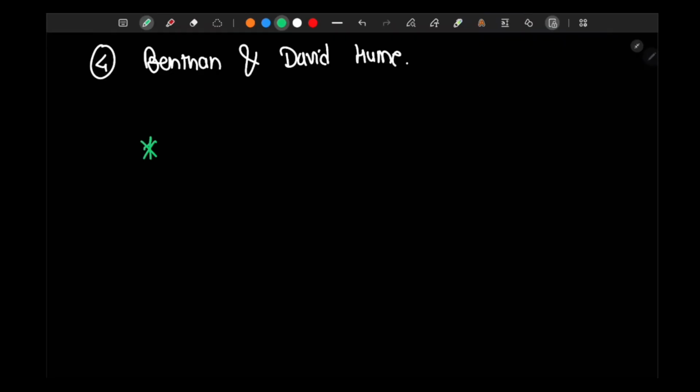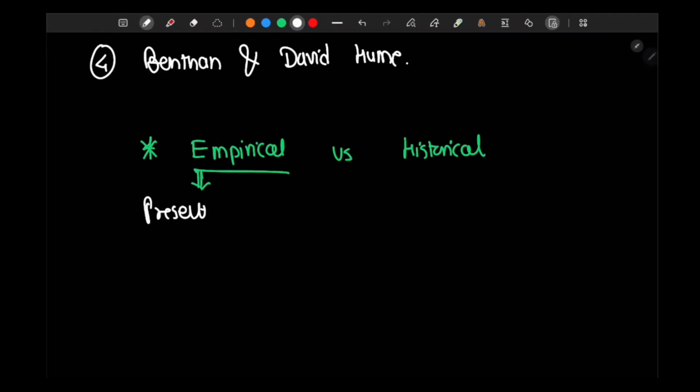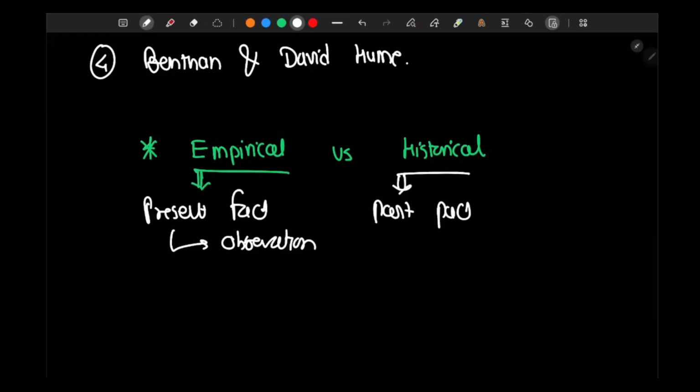First, we'll understand the comparison between empirical versus historical approach. Empirical is present observation, present facts. Historical is past facts, the study of the past.